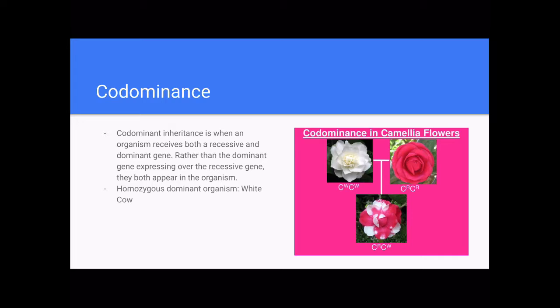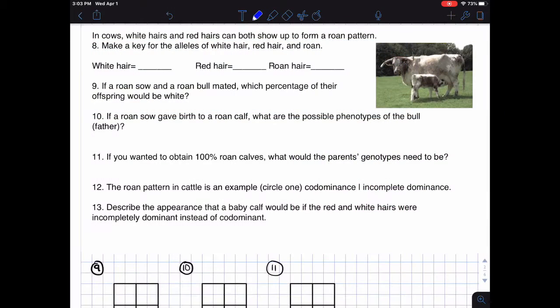A homozygous dominant organism could be a white cow, and the homozygous recessive organism would be a red cow, and the heterozygous organism would be a roan cow, or a cow that is red and white spotted. In cows, white hairs and red hairs can both show up to form a roan pattern.